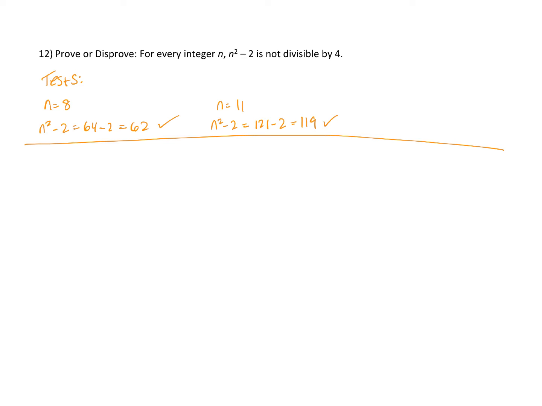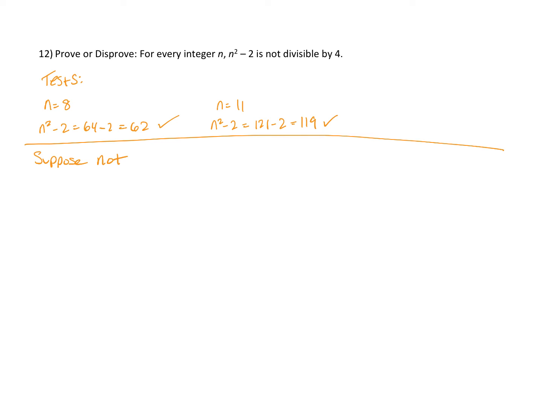Okay, so for every integer n, n squared minus 2 is not divisible by 4. So it's hard to prove something's not divisible by 4, right? Proving a negative is tricky. So what we're going to do here is a proof by contradiction. We're going to say suppose not.